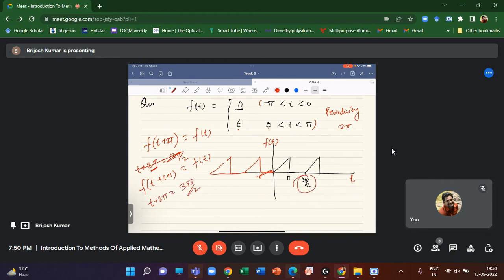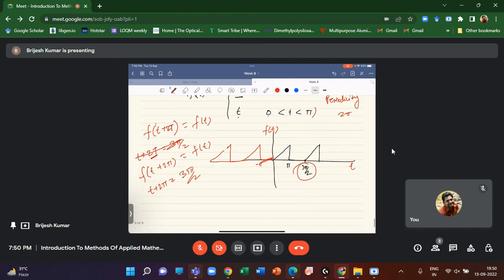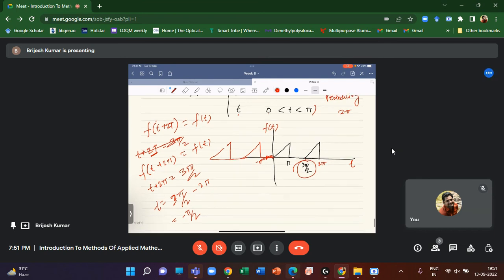Let's say we want the value at 3 pi by 2. Then t plus 2 pi is equal to 3 pi by 2, so t will be 3 pi by 2 minus 2 pi, which is minus pi by 2. What is the value at minus pi by 2? It is 0. Then if we go further to 4 pi by 2, that is 2 pi, then again the function repeats. Okay, I understand now.